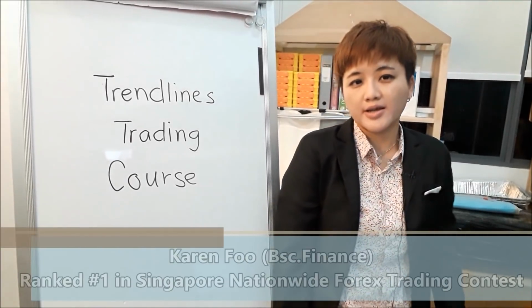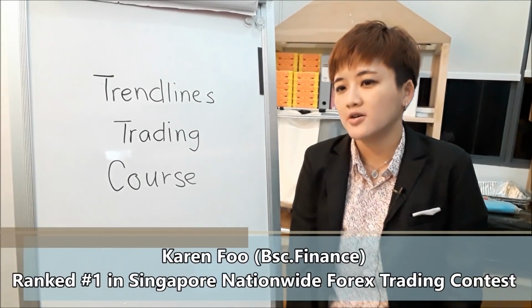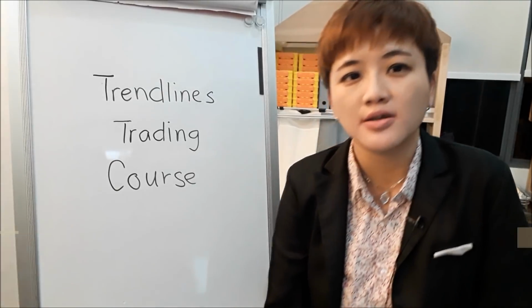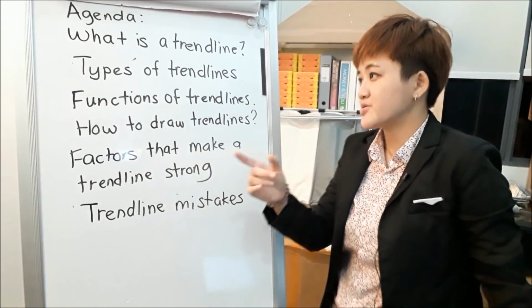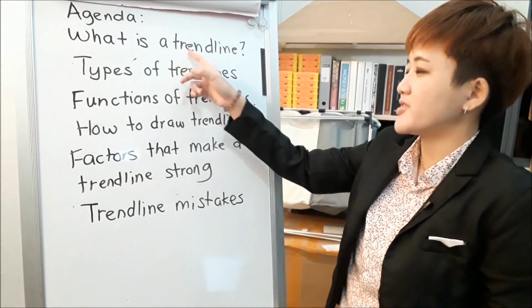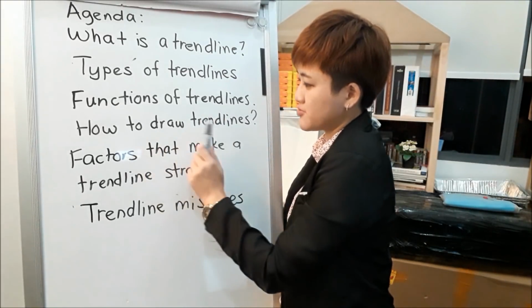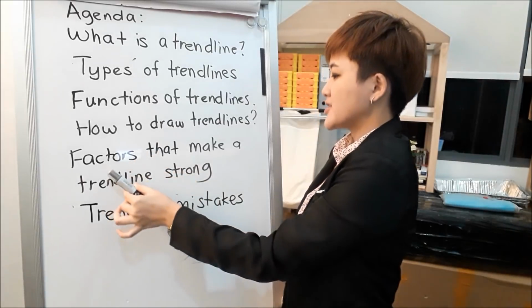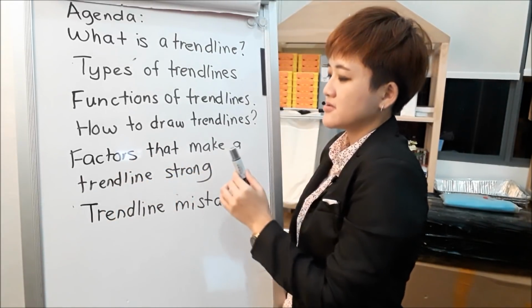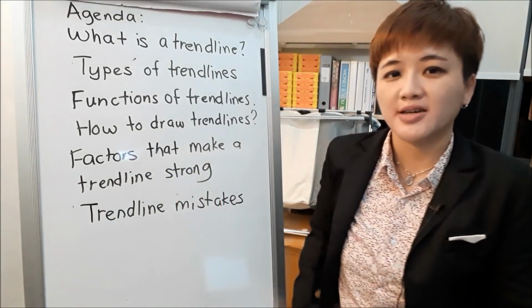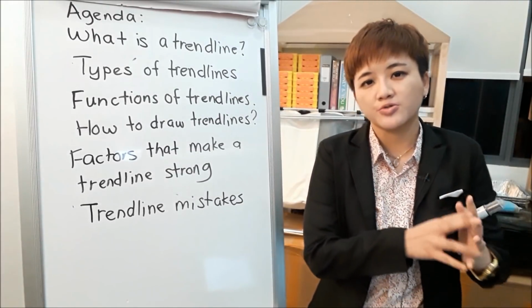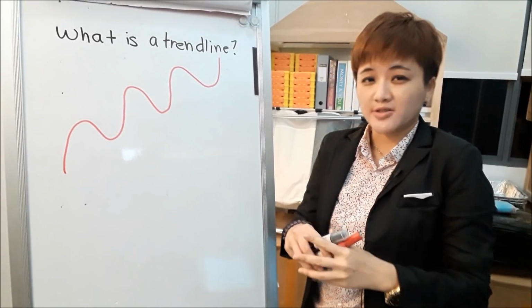Right guys, so today I am back with another course and we are going to talk about trendlines. The agenda for today is we are going to talk about what a trendline is, the different types of trendlines, functions of trendlines, how to draw trendlines, factors that make a trendline strong, and some of the trendline mistakes that you don't want to make. So what is a trendline?